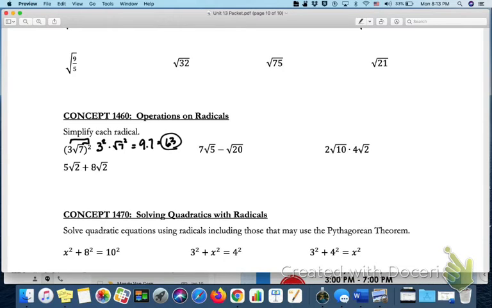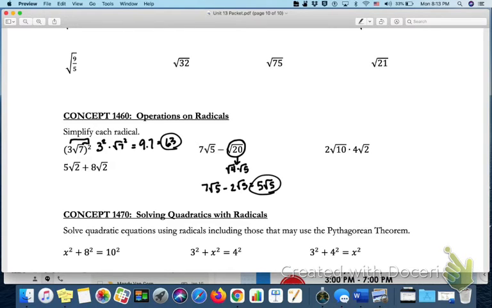When you're subtracting, you need to have the same number under the radical. So we need to see if we can simplify the square root of 20, which we can. 20 is factored by 4 and 5. 4 is a perfect square, so I'm going to simplify that to be 2 square root of 5. So I have 7 square root of 5 minus 2 square root of 5, which is going to simplify to 5 square root of 5.